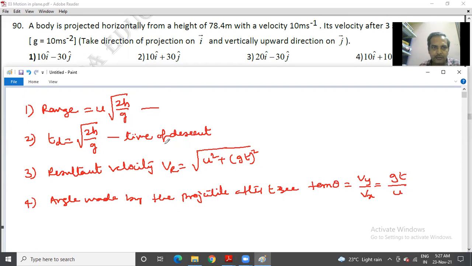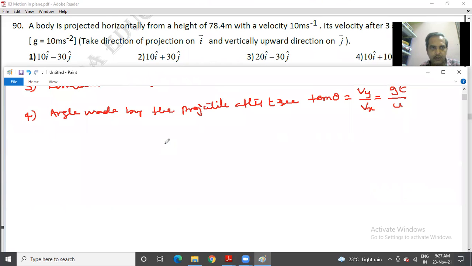Now let us read the question. The body is projected horizontally from a height of 78.4 meters with a velocity of 10 meters per second. What we need to find is its velocity after 3 seconds. So understand that the body is thrown from a height of 78.4 meters. You treat this as 80 meters. Why 80 meters? Because we are going to take g as 10 meters per second square. So this is the height of the tower.